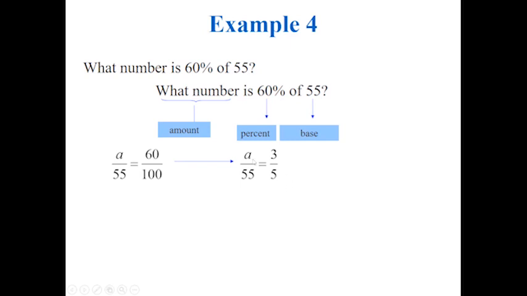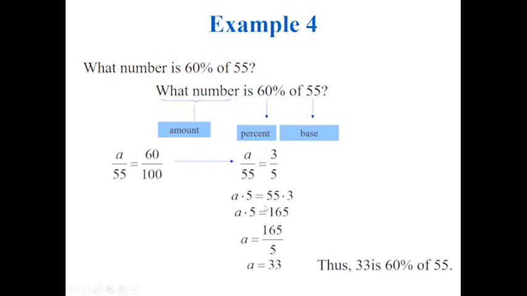Cross products. A times 5 equals 3 times 55. 55 times 3 is 165. We want to get the A by itself. We need to undo multiplying by 5. We divide both sides by 5. And 165 divided by 5 is 33. Thus, 33 is 60% of 55.